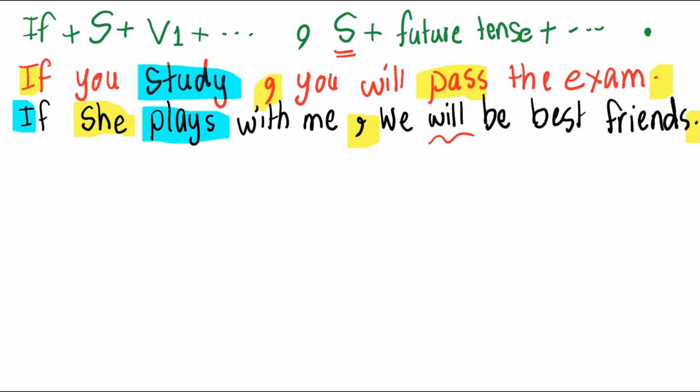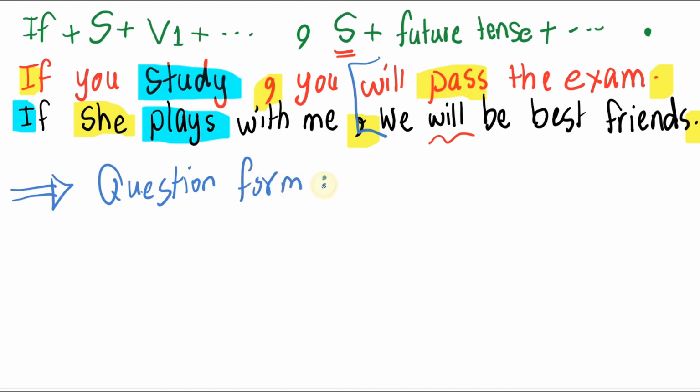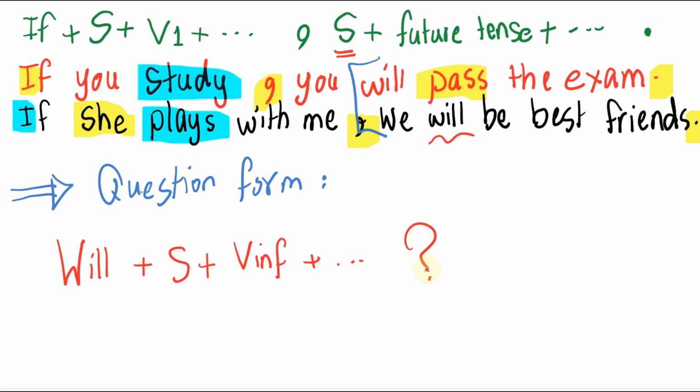Okay, now what about making the sentence a question? Let's try to make a question. So in order to make it a question, we need to start with the second part. So the form of the question form is what? Will plus subject plus verb infinitive plus we continue the sentence, the second sentence, and at the end we have question mark.